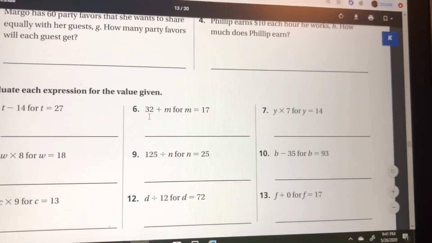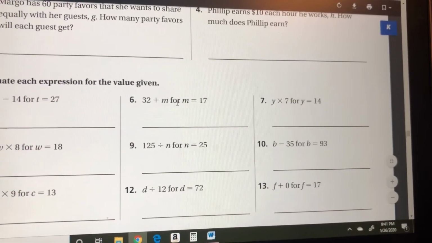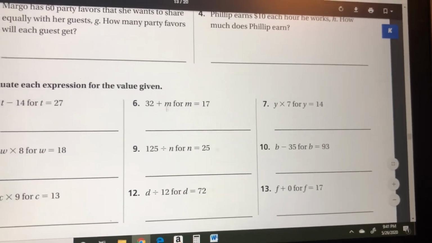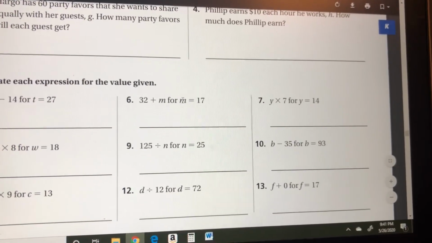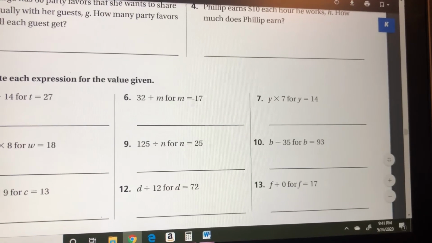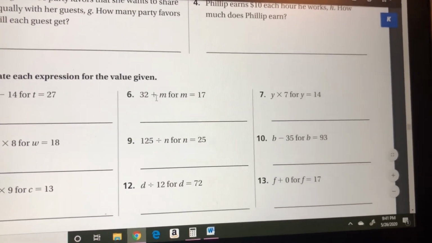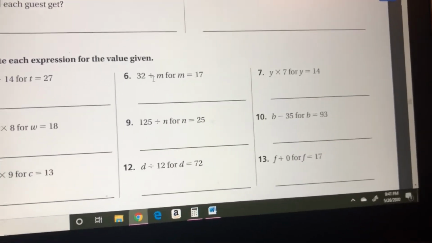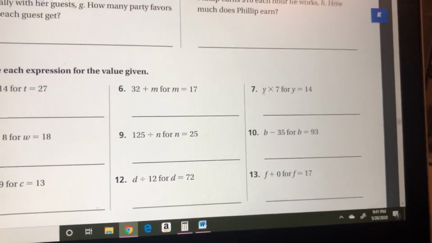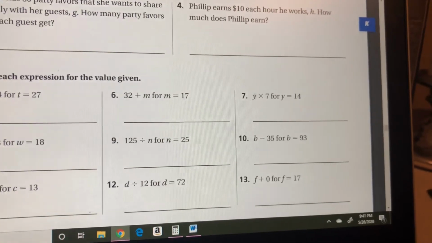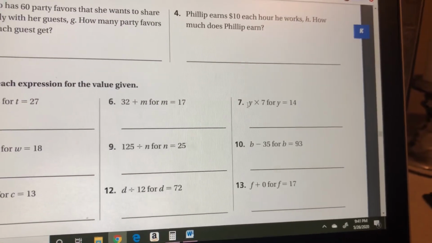Number 6, 32 plus m for m equals 17. So all we're doing is replacing the variables for the value that you're given. So in this case, we would rewrite it as 32 plus 17, add it, okay, and then you have your sum. Same thing for number 7. You're replacing y with 14, and you would do 14 times 7.